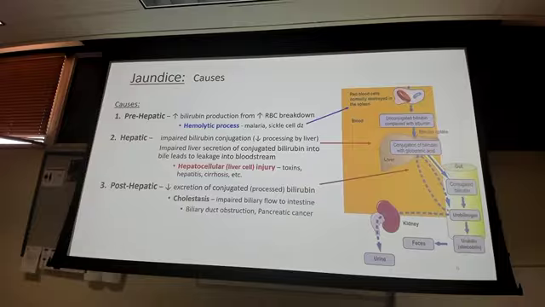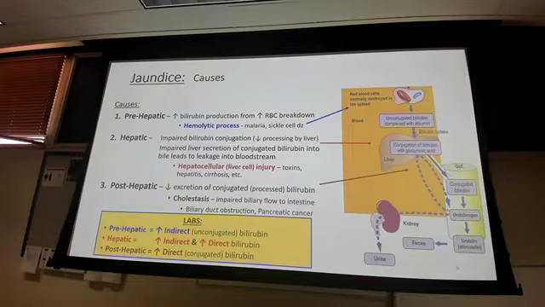Okay? So if you were to draw labs on a patient, you would see that if they had a pre-hepatic cause, they would have an increased indirect bilirubin. If they had a hepatic cause, they would have both indirect and direct elevated. And if it's post-hepatic, they would have an elevated direct bilirubin. Okay?